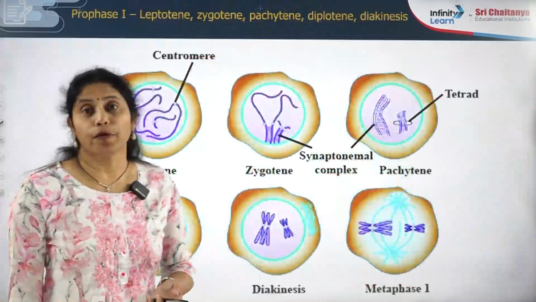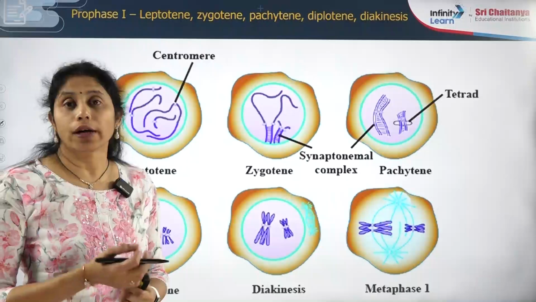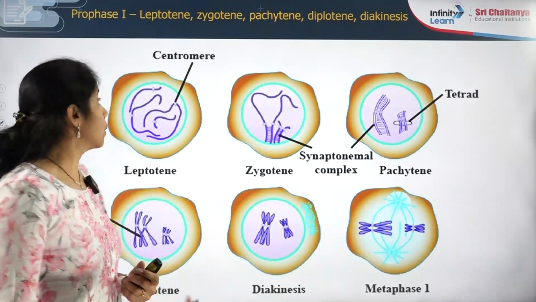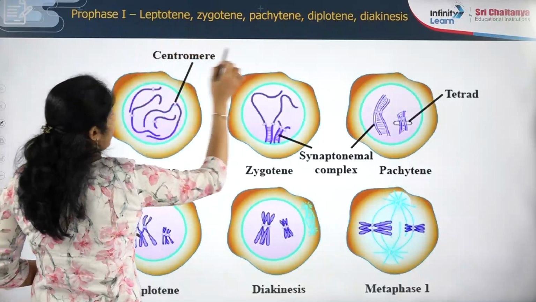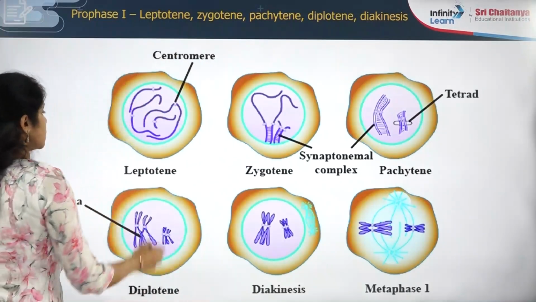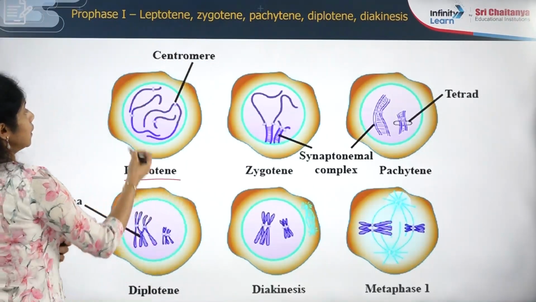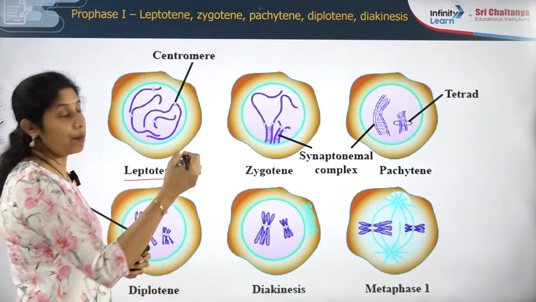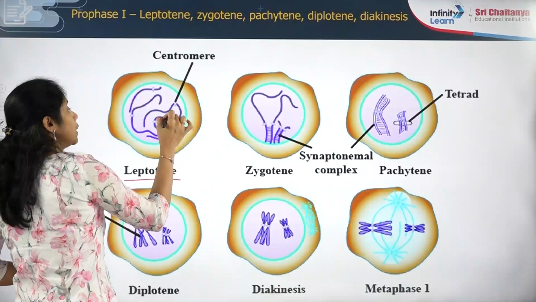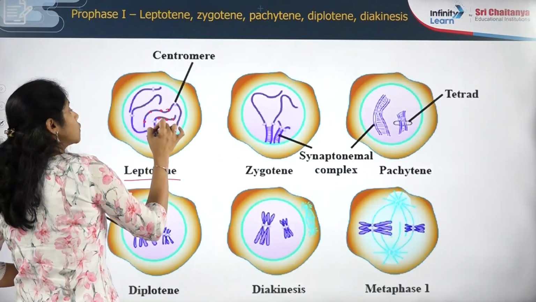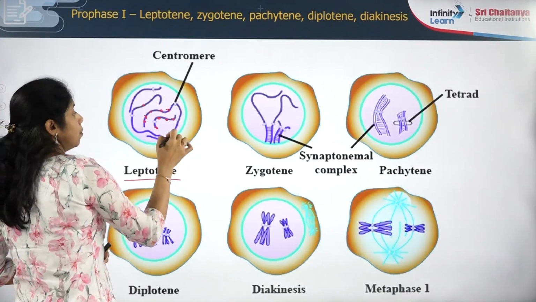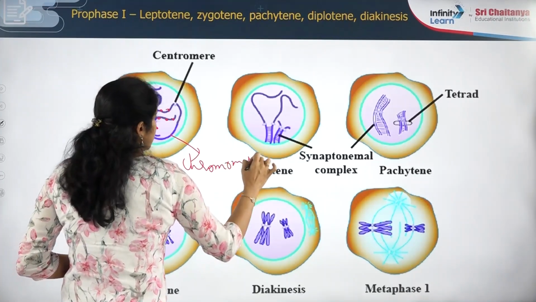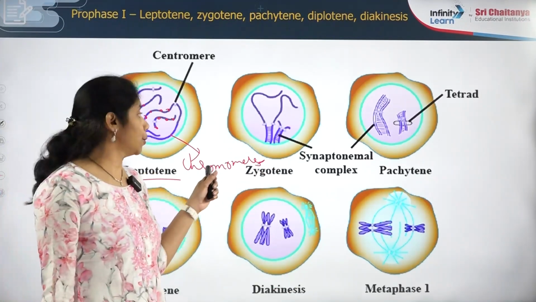Now let us see the prophase 1. Prophase 1 is the longest phase of meiosis, and it has 5 subphases starting with leptotene, zygotene, pachytene, diplotene and diakinesis. In leptotene, basically the chromosomal condensation will begin, and chromosomes will appear with bead-like units on them, and these beads are called chromomeres. Condensation begins in the leptotene.